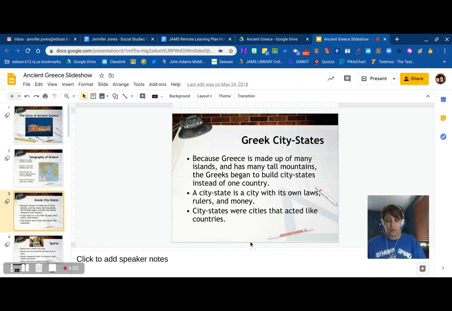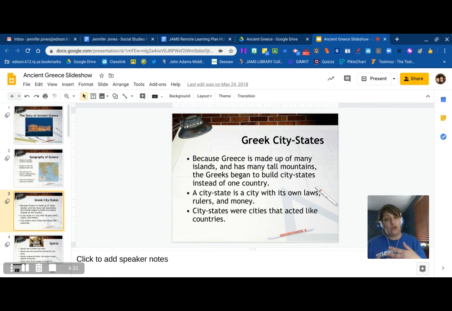City states basically function like their own little countries. They had their own government, which meant they had their own set of laws. They had their own ruler. They had their own god or goddess that they worshiped. In Athens, it was Athena. And you'll see that in each of these city states, they become very unique because of that.